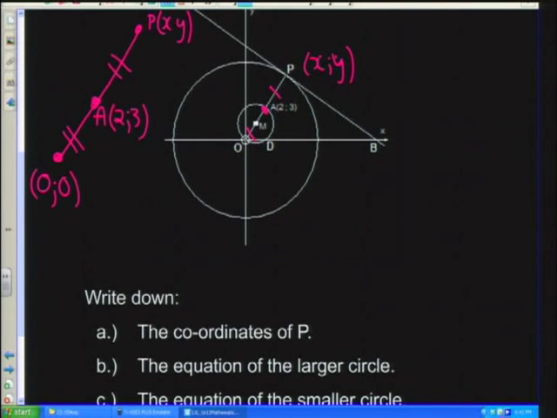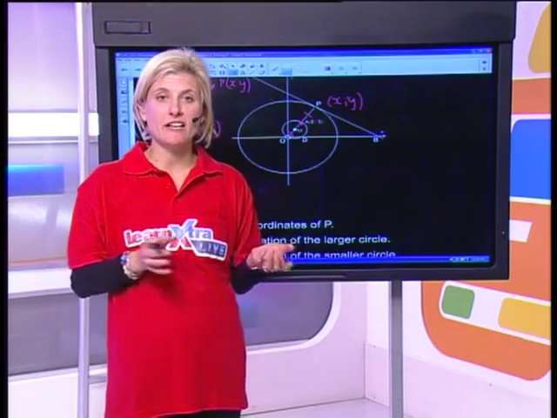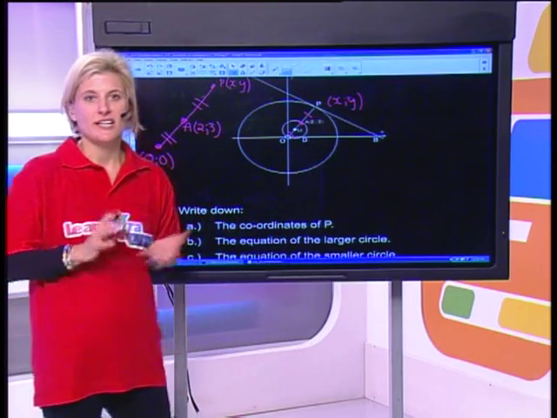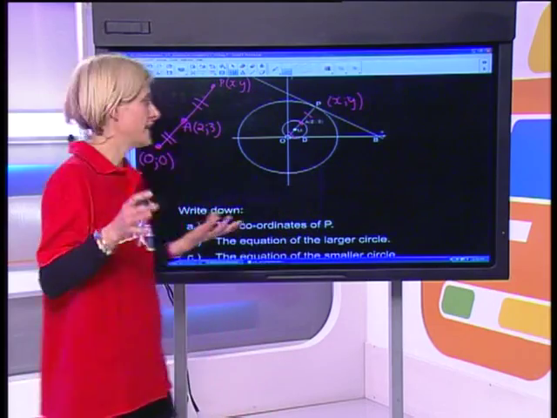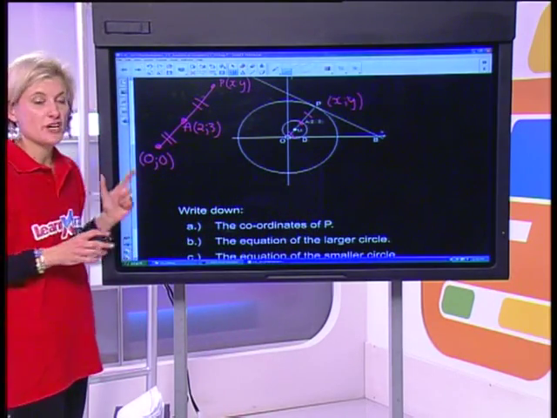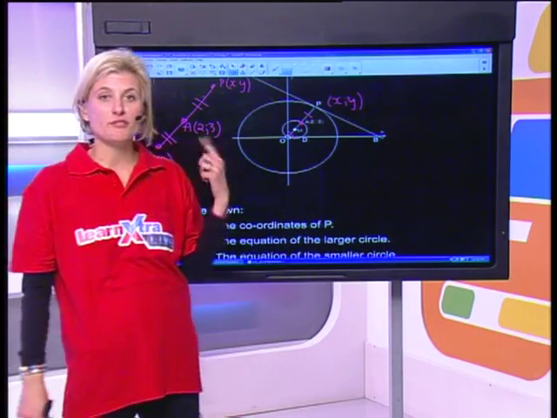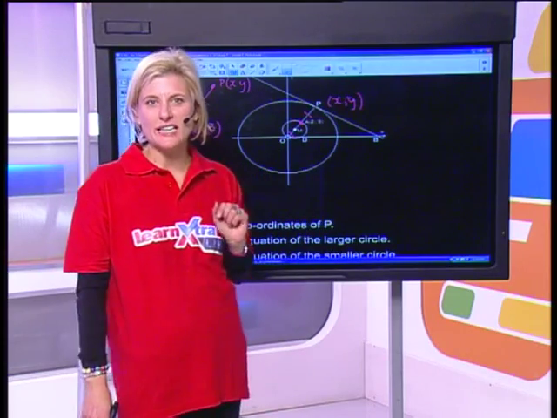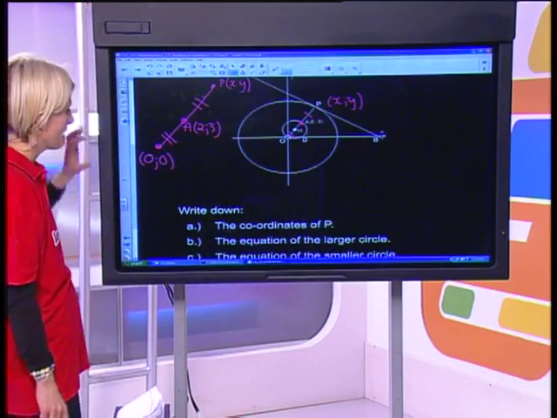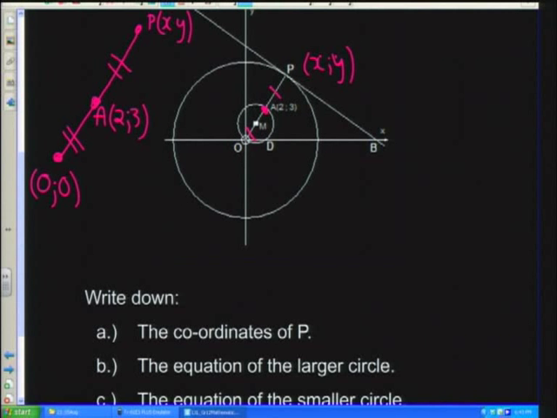Right. So they're asking me to write down or to calculate the coordinates of P. Now guys, we're going to use the midpoint formula. It's got it written all over it. However, we're not going to use the midpoint formula straightforward. We're going to use it sort of slightly in reverse. We're going to say, okay, I've got the one endpoint. I don't have the other endpoint, but I do have the midpoint.